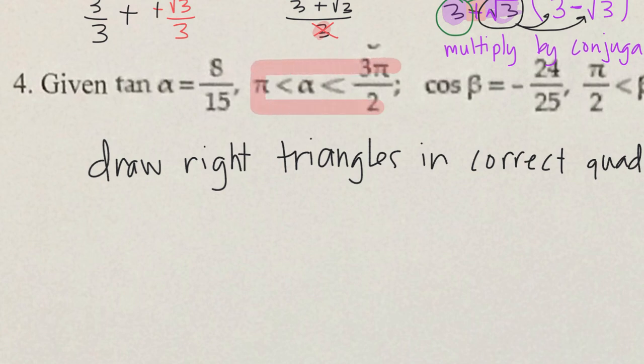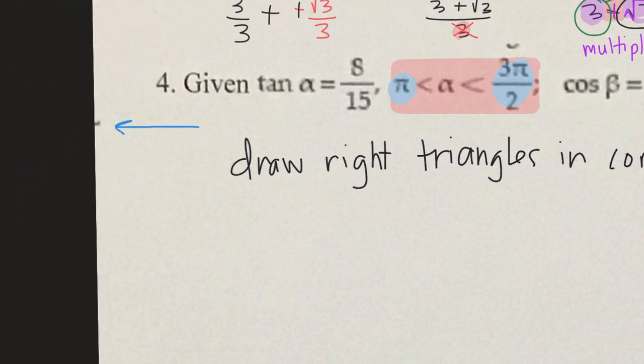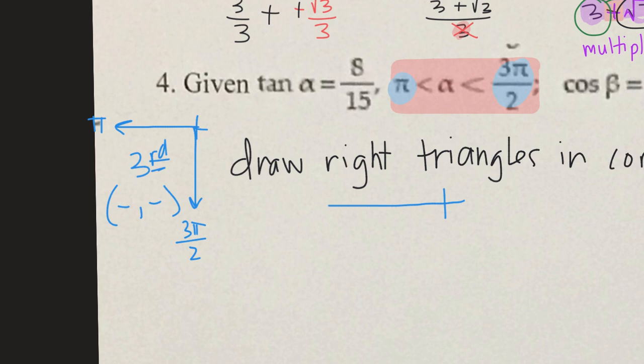We're given this information about our angle. If we're talking about between pi and 3 pi over 2, this is something that you need to know from your unit circle. Pi is directly to the left of your origin, and 3 pi over 2 is directly down from your origin. So this is a third quadrant triangle. And in the third quadrant, we need to know that the x and the y values are both negative.